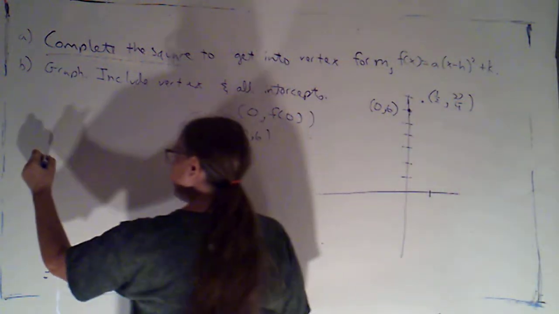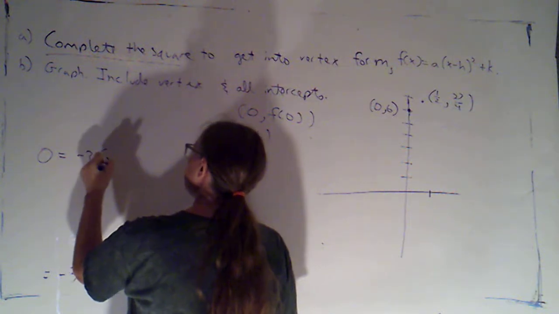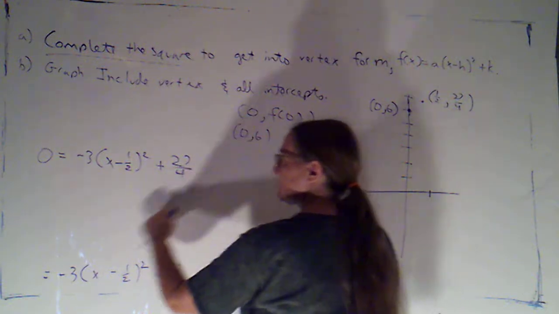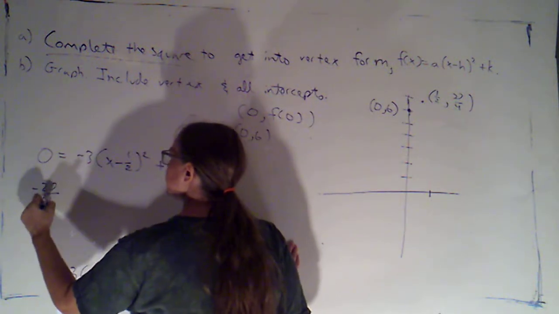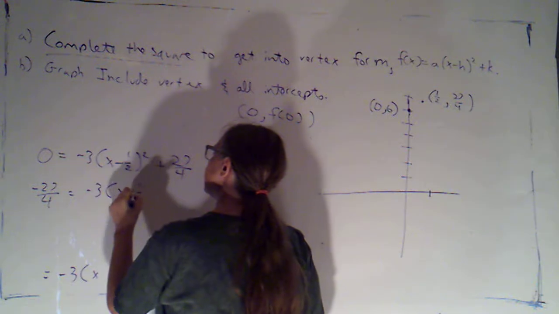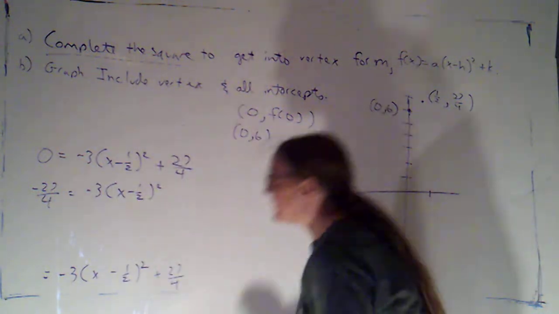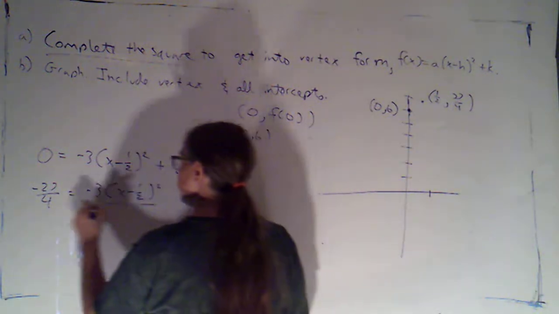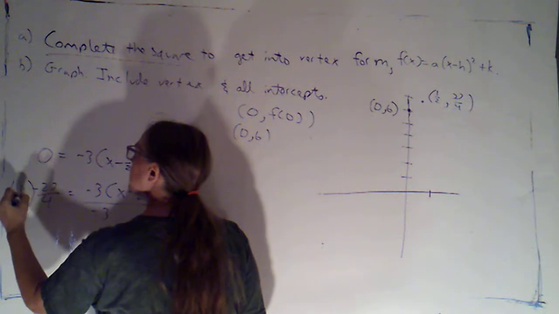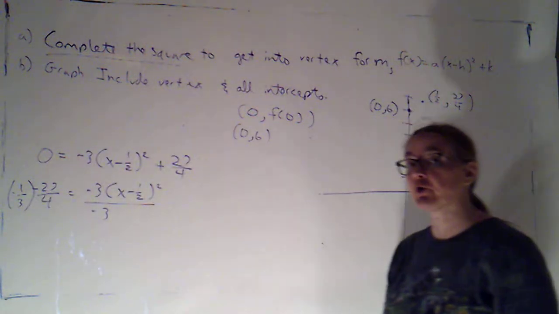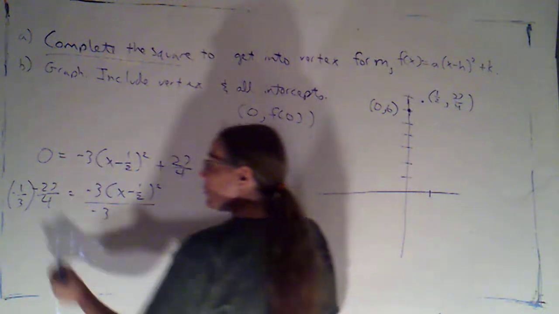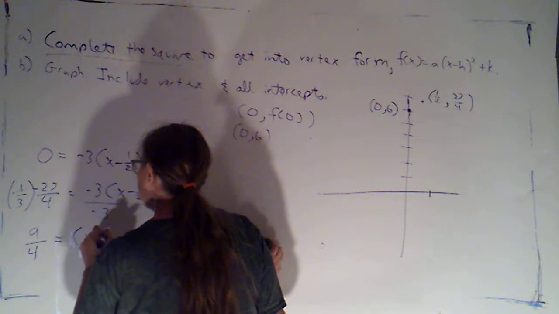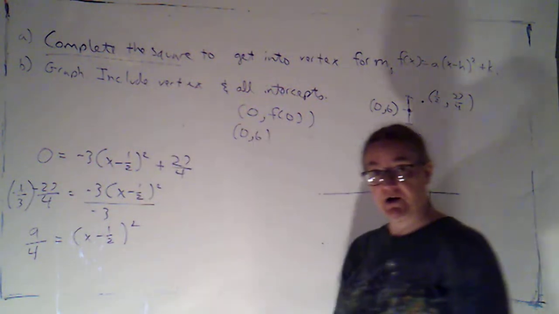Okay. So I'm looking for where 0 equals negative 3 times (x minus 1/2) squared plus 27 fourths. So I'm going to subtract this over. So negative 27 fourths would equal negative 3 times (x minus 1/2) squared. I'm going to divide both sides by a negative 3. Notice that's the same as multiplying by negative 1/3. Okay. So the negatives here cancel. I get 9 fourths equals (x minus 1/2) squared.